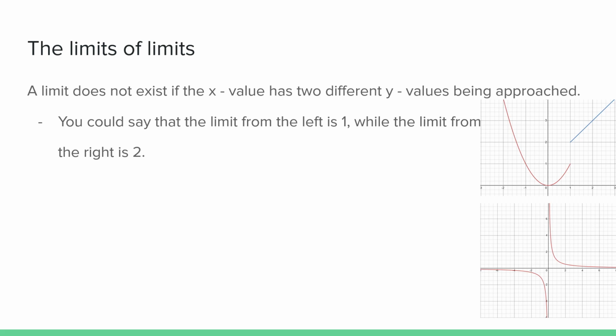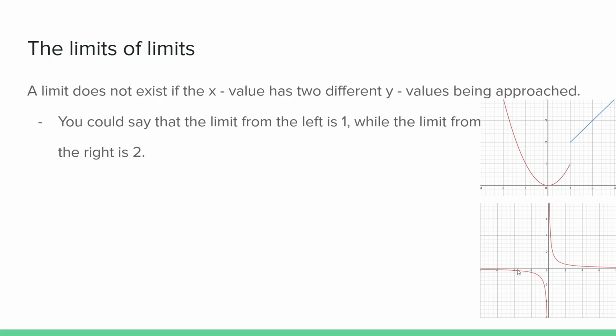So, limits, like all things, have limits. A limit can't exist if the x value has 2 different y values being approached. This is because it's not a continuous function. You could say that the limit as x approaches 1 from the left on this function here is 1, and as it approaches from the right to 1 here is 2. But you cannot give it one limit because they're 2 different values. They connect to 2 different points.